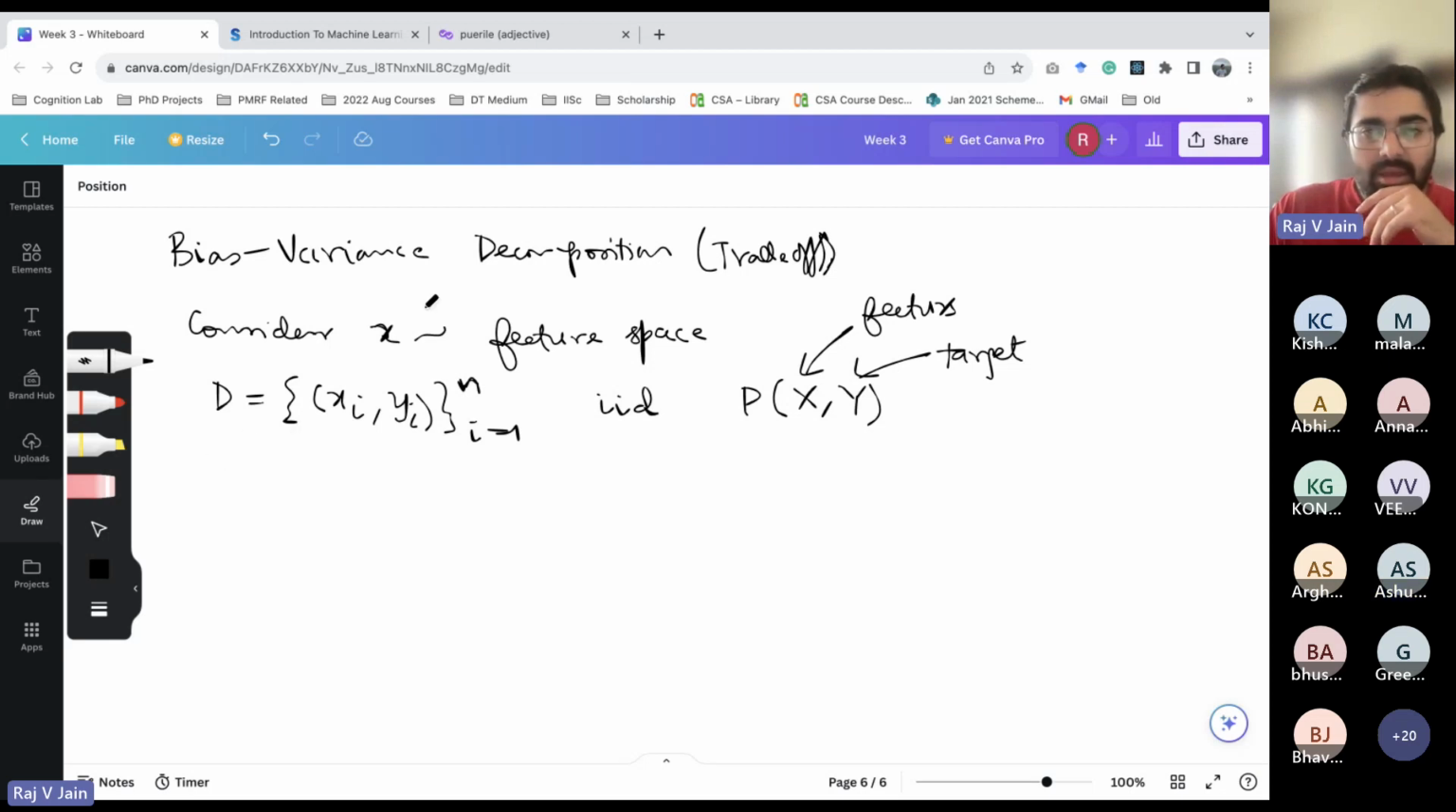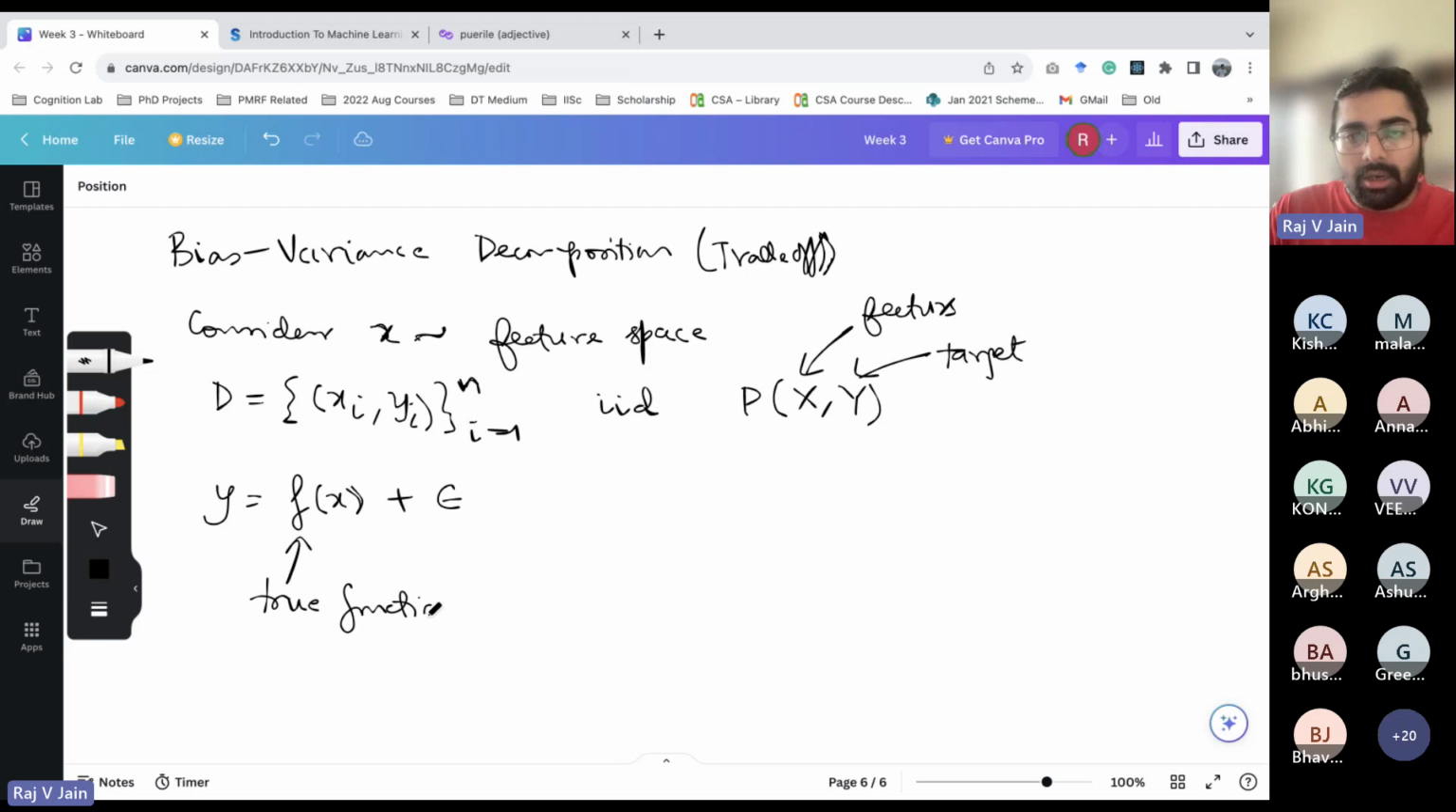Then let's say for this particular x that I have with me, I make a measurement on y for this particular x. So I can write that y as f of x plus some epsilon. Now this is where you need to understand: f of x is the true function, which takes this x to y.